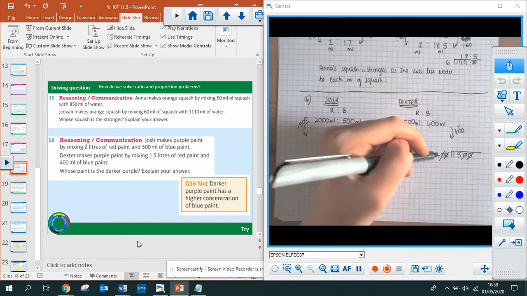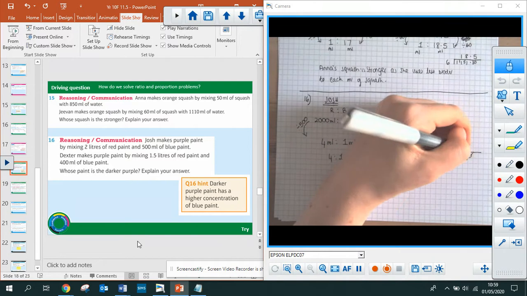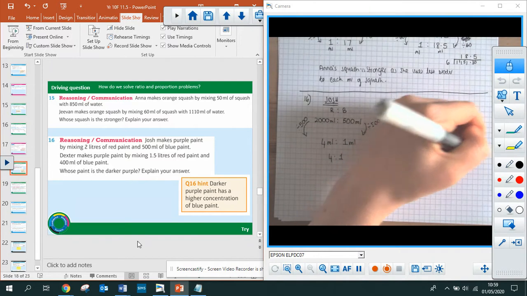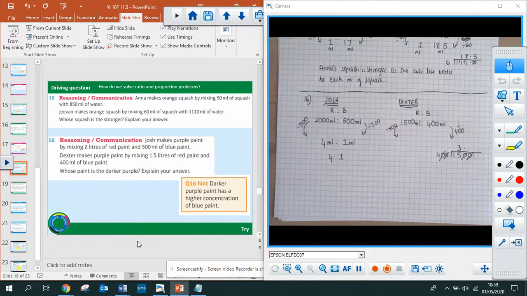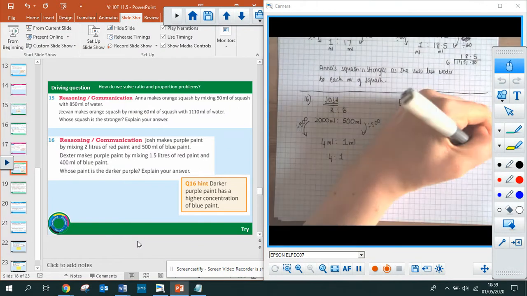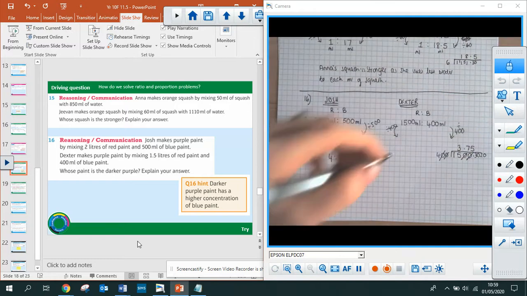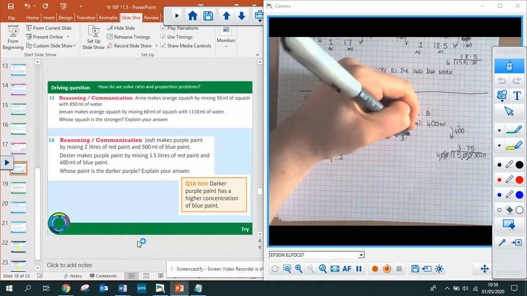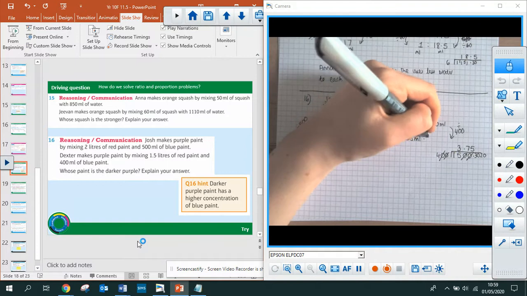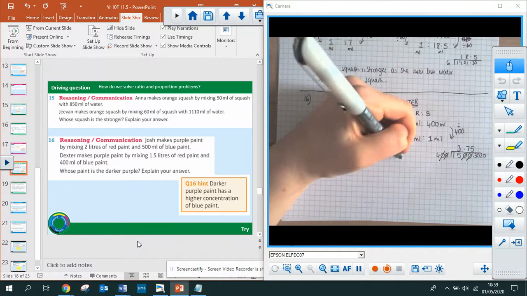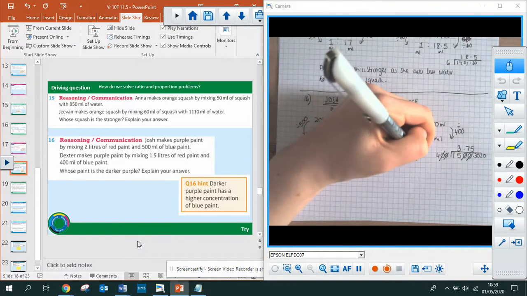4 goes into 15 3 times. I've got to the end of the number, so I need to put my decimal in. I'm going to just move that along because I've done the 3s, and that was with 3 remaining. Okay, that becomes 30. 4 goes into 30 7 times, with 2 remaining, that becomes 20. 4 goes into 20 5 times. So my answer is 3.75. So that's 3.75 millilitres to 1 millilitre. Okay, so it's 3.75 to 1.